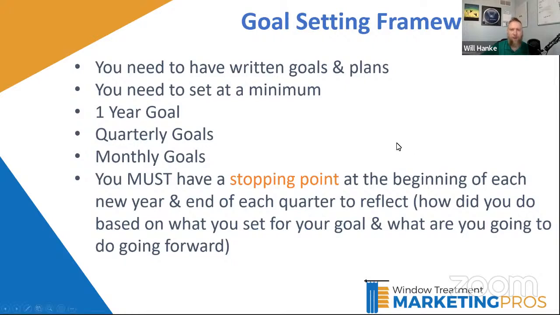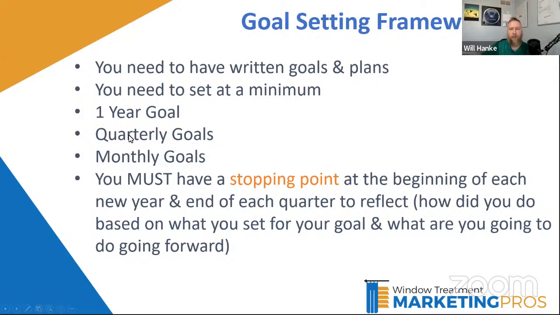So you need to have them written down. You need to have a plan to get there. You need to have a minimum, right? You definitely need to have some sort of, here's the minimum we're going to get to. And we recommend 1-year, quarterly, and monthly goals. If you're implementing something like the EOS, the Entrepreneurial Operating System, I think they even ask you for a 5 and 10-year goal, which is exciting too.